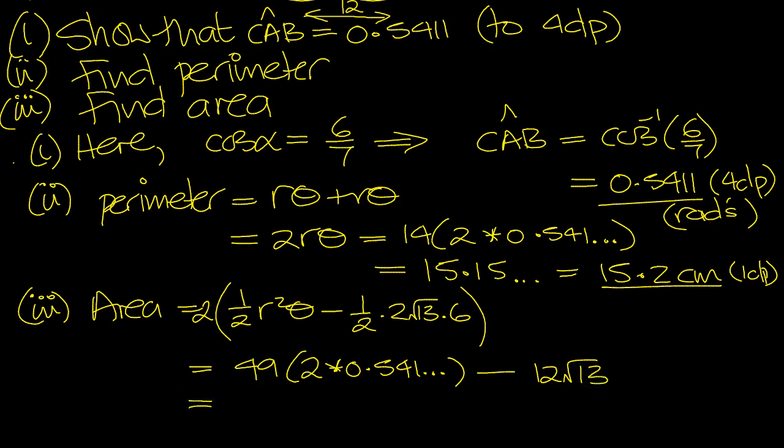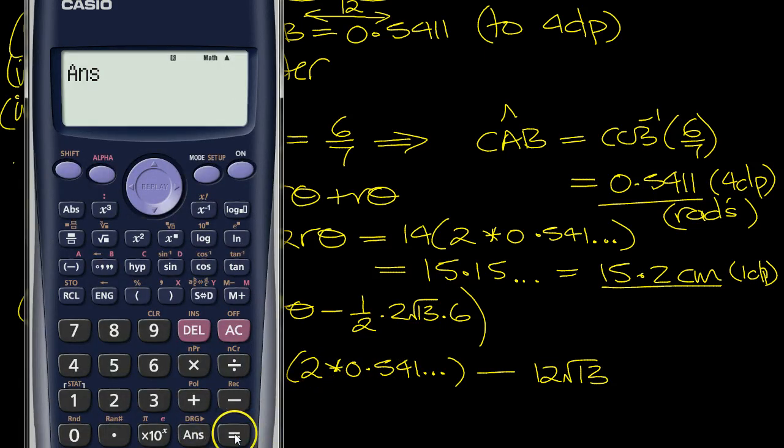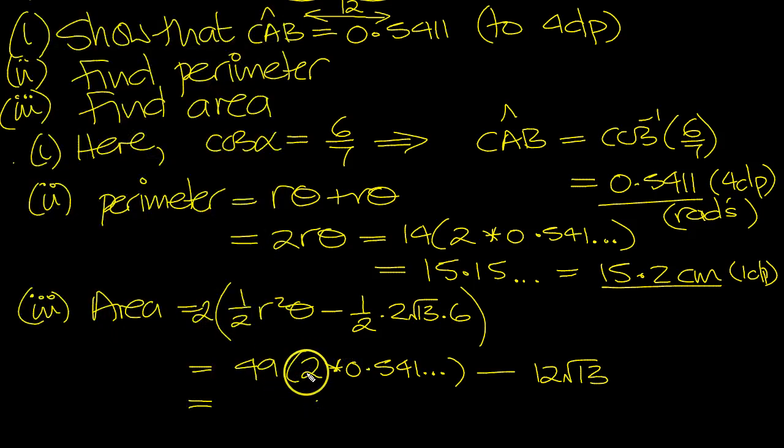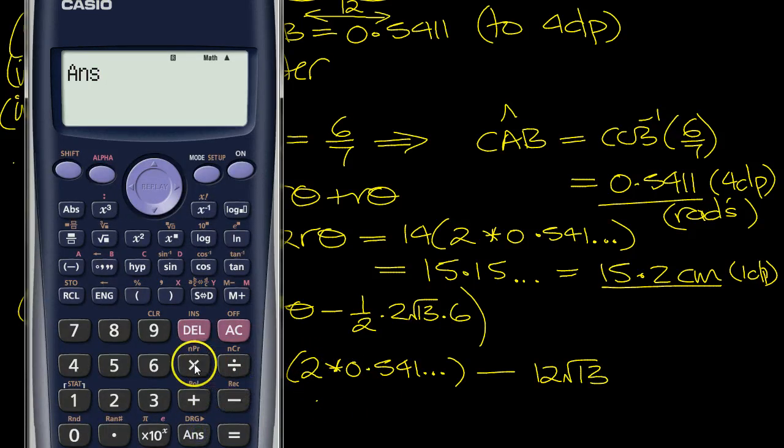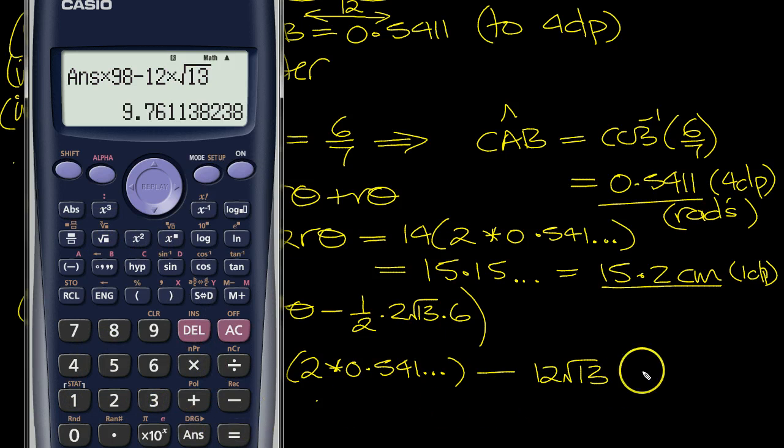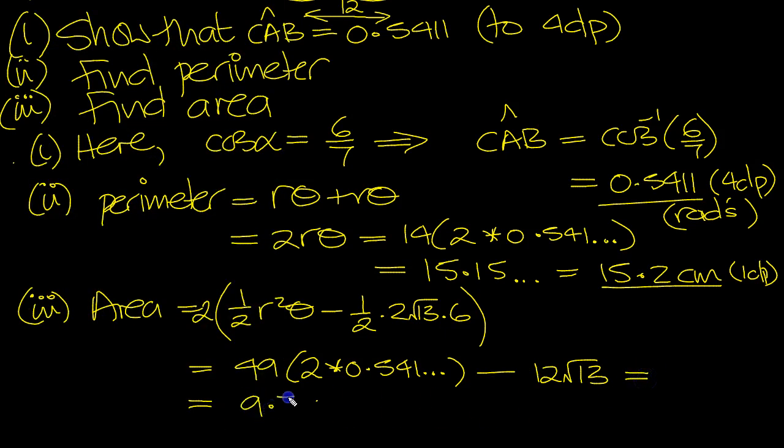So what have we got then? Let's tap it in the calculator. We're timesing by 2 and timesing by 49. We want shift cos 6 7. So let me just type that in. 6 divided by 7. Okay, that's in the answer now. So it's 98 times the answer, minus 12 lots of square root of 13. 9.76 is what I get. 9.76 centimeters squared.